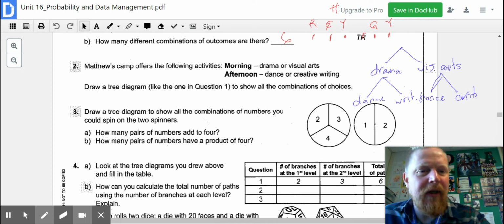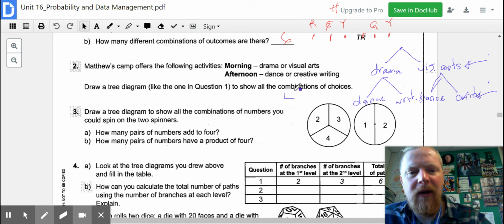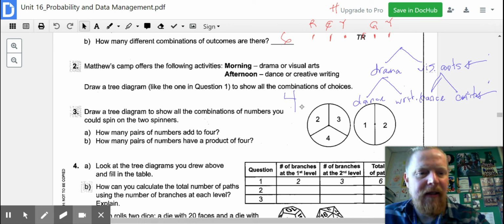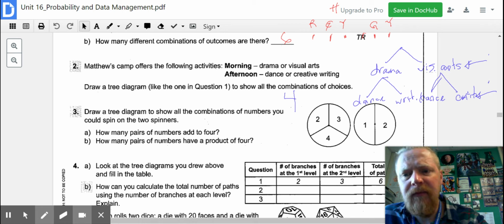That's a tree diagram. I've got event 1 up here and event 2 here. So morning and afternoon. These are all the outcomes. You can see that there are a total of 1, 2, 3, 4 different combinations of choices that Matthew could do at camp. Okay, let's take a look at number 3.